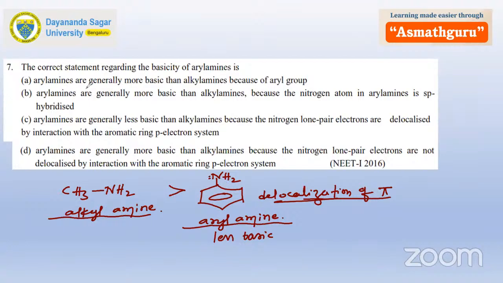But it says aryl amines are more basic. Wrong. Again, it says aryl amines are more basic. Wrong. And aryl amines are less basic, yes, less basic than alkylamines. This is the option, let us take: aryl amines are more basic than alkylamine. Again, it is wrong. What is the option? Option C.